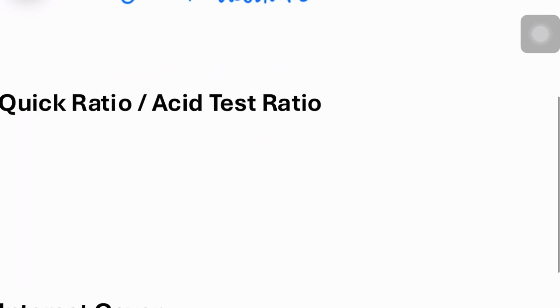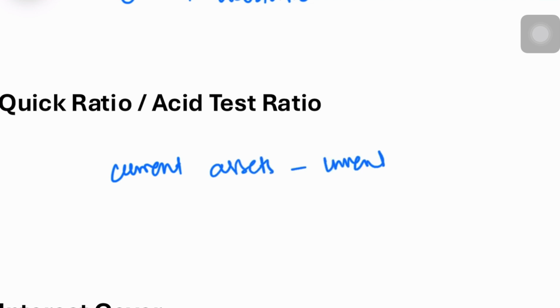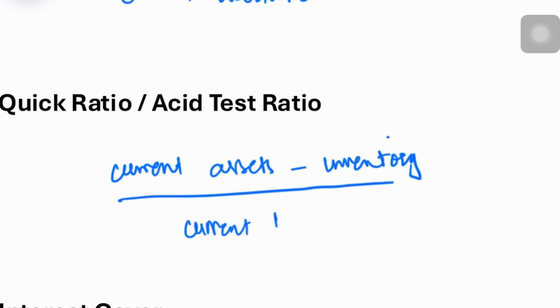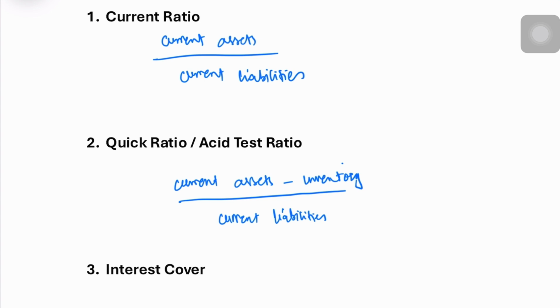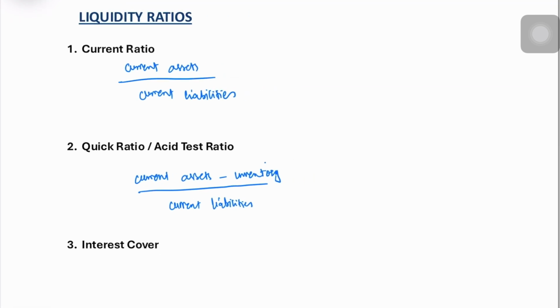Also for the quick ratio, the difference is that it excludes inventory. So this is a better measure because inventory is the least liquid asset. If the company wants to see how liquid they are besides inventory, this is to be considered. I will just need a minute, please.